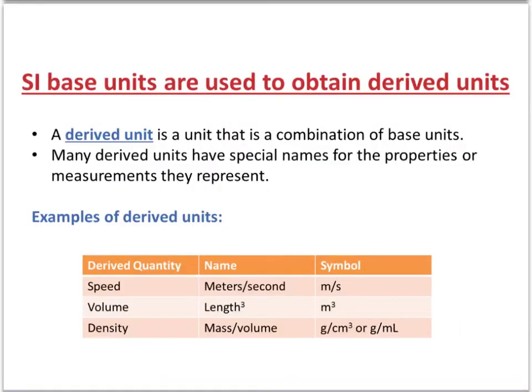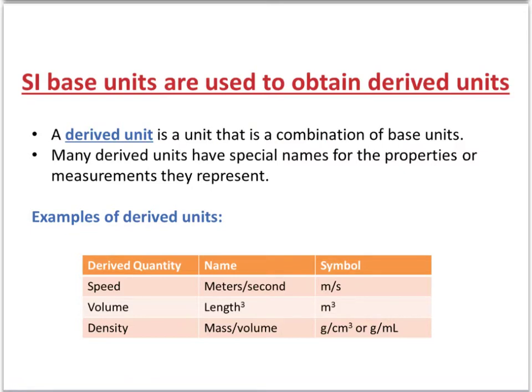So now moving on, we can talk about how these 7 SI base units can really be used to obtain derived units. Examples of these derived units are listed in this table, just a couple of them. When we talk about speed, we're talking about distance over time, right? The SI base unit for length is meters, and for time it's seconds, so meters per second.